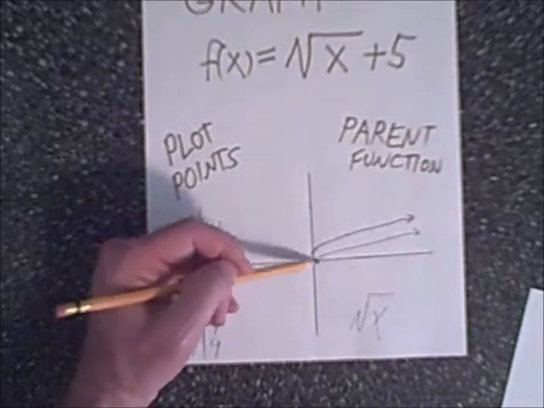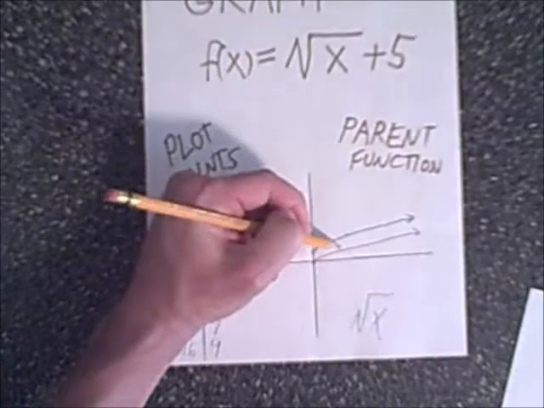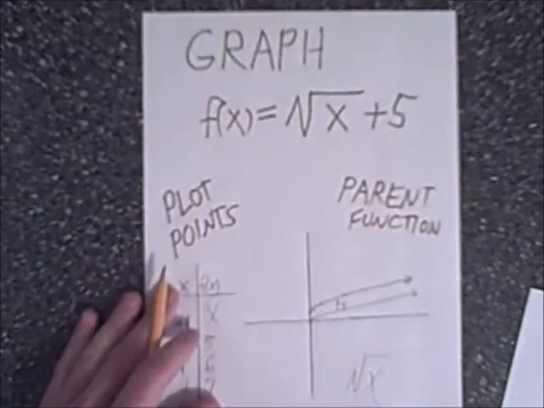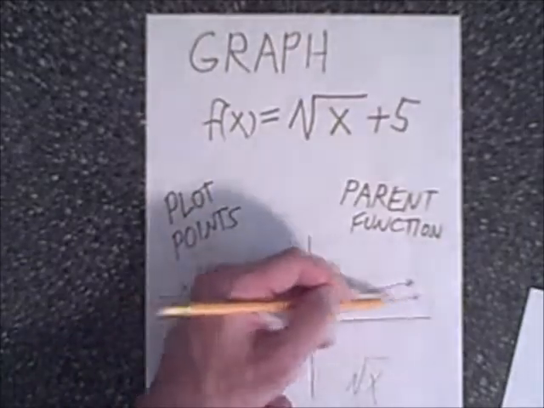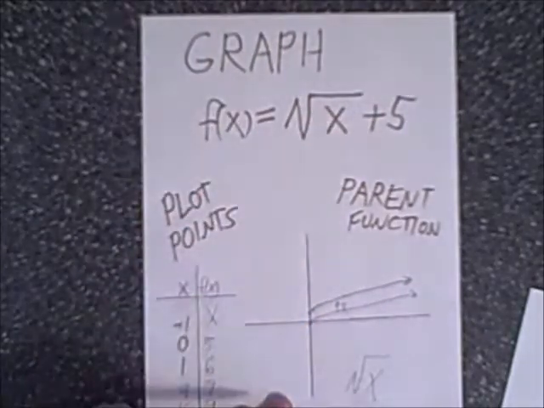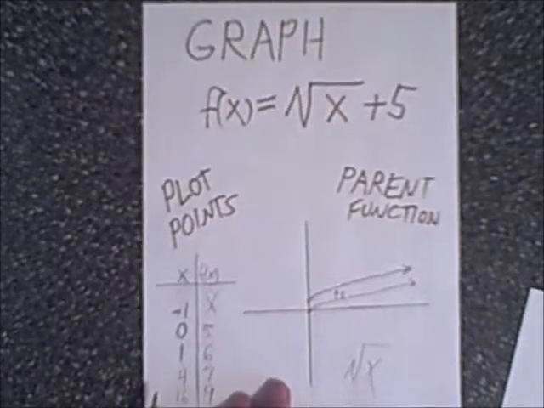And what has happened between this one and this one? We simply have had a shift of up 5. So another way to approach this would be to say, look, here's the square root function, and here's an upward shift of 5, because every output you add 5 to it, and you could also graph it that way.